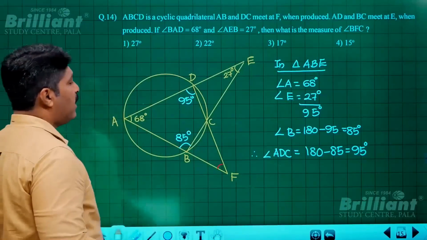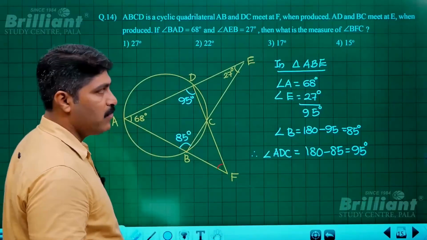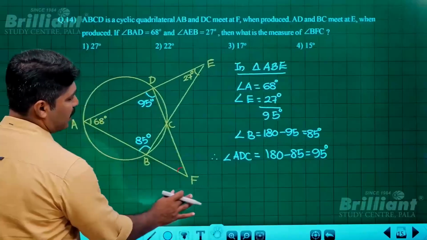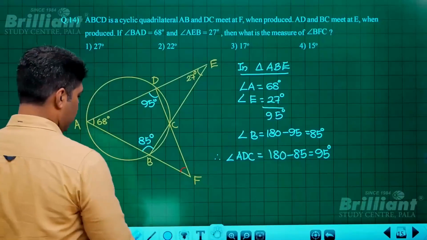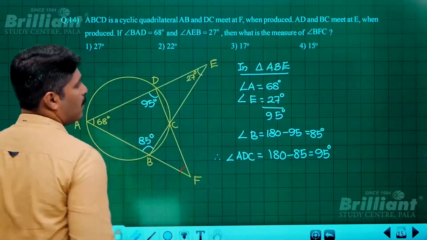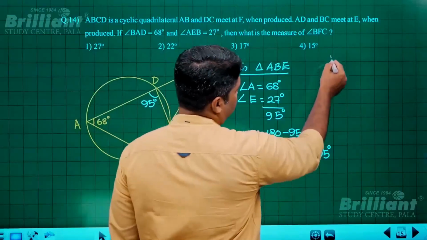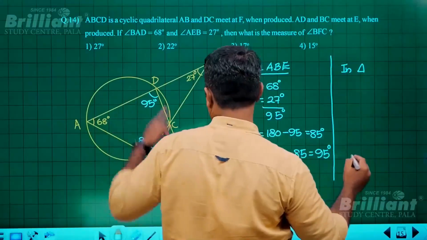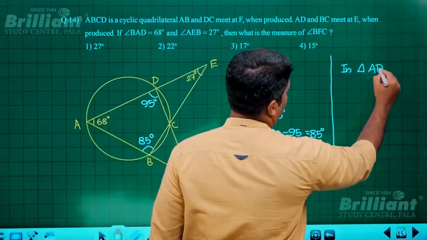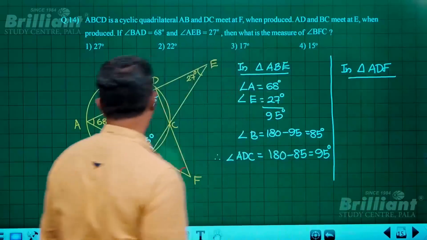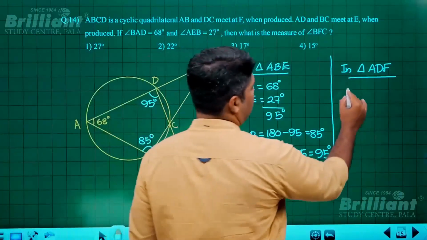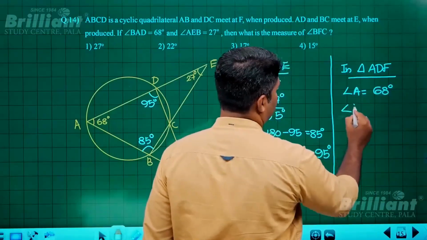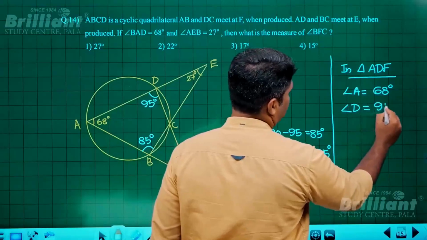Then again, consider the triangle ADF. While we are considering the triangle ADF, what will happen here? In triangle ADF, we have the angle A equal to 68 degrees. Angle D, we already got it, 95 degrees.